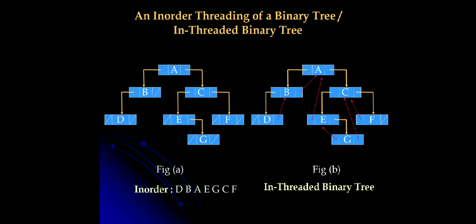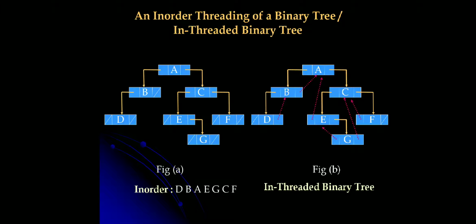Similarly, for node E, the L child field is null. We can replace the L child field of node E with the in-order predecessor. For node E, A is the in-order predecessor. So just show the thread here. For node G, both left and right child fields are null. We can replace the left child field of node G with the in-order predecessor, that is E, and the right child field can be replaced with the address of the in-order successor, that is node C.